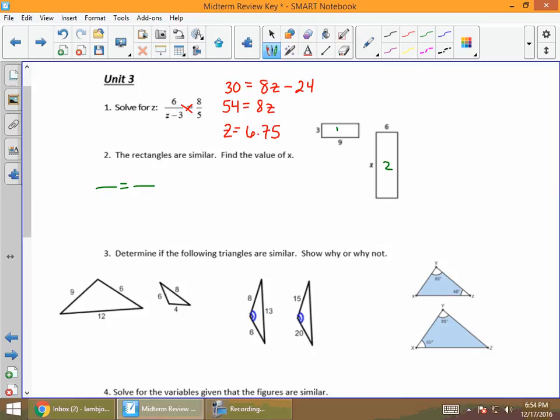Rectangle number 1, I'll go small over large, so 3 over 9. Rectangle number 2, small over large, is 6 over x. And then I'll cross multiply. 3 times x is 3x. 6 times 9 is 54. And divide both sides by 3. 54 divided by 3 is 18.